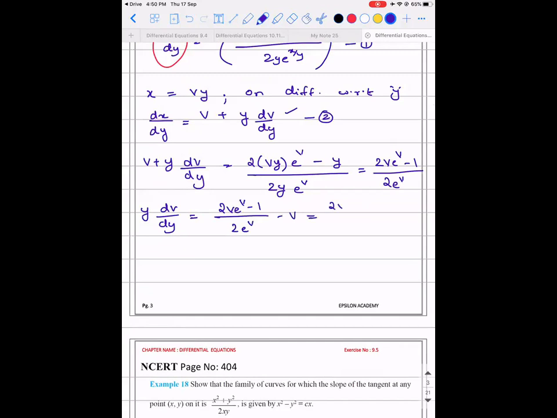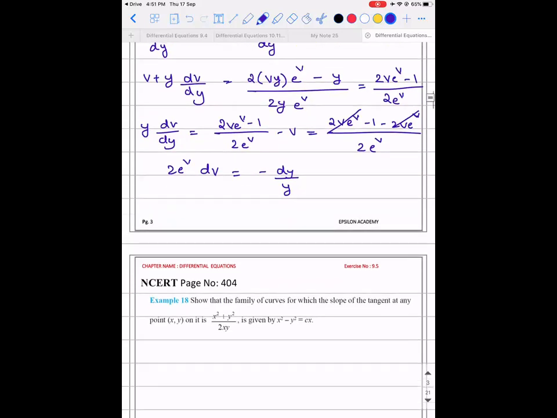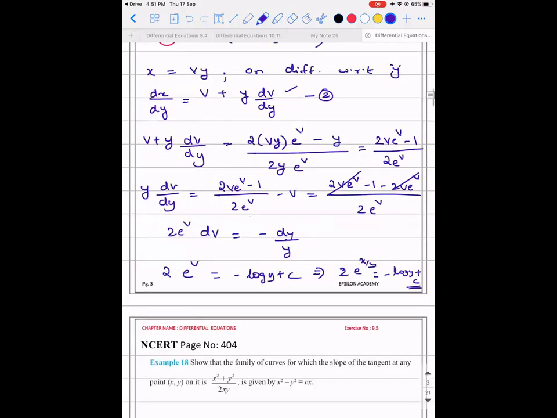So when you take LCM, you will have 2v e power v minus 1 minus 2v e power v, the whole divided by 2 e power v. This and this will get cancelled. So 2 times e power v into dv is equal to minus dy by y. Now you can solve this. 2 into e power v is equal to minus log y plus c. But what is v? x by y. So 2 e power x by y is equal to minus log y plus c.